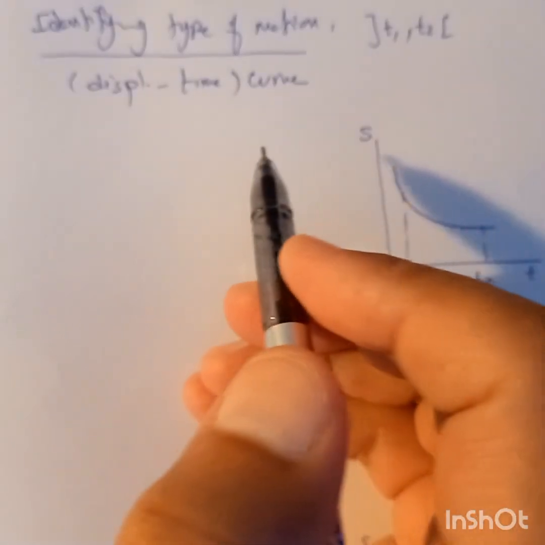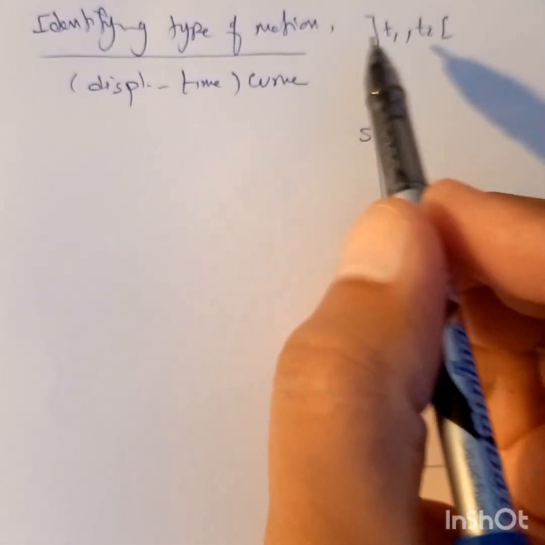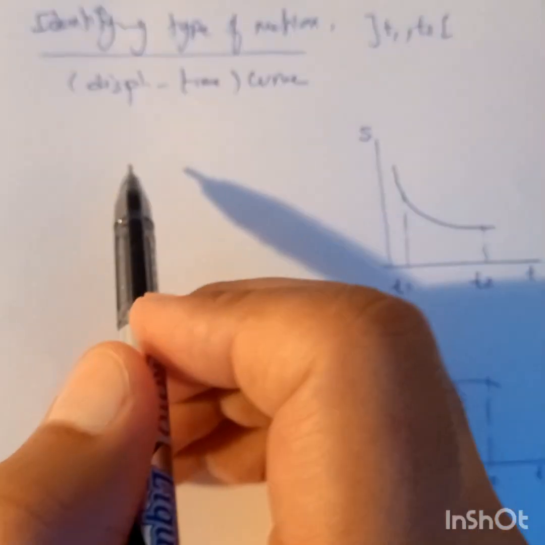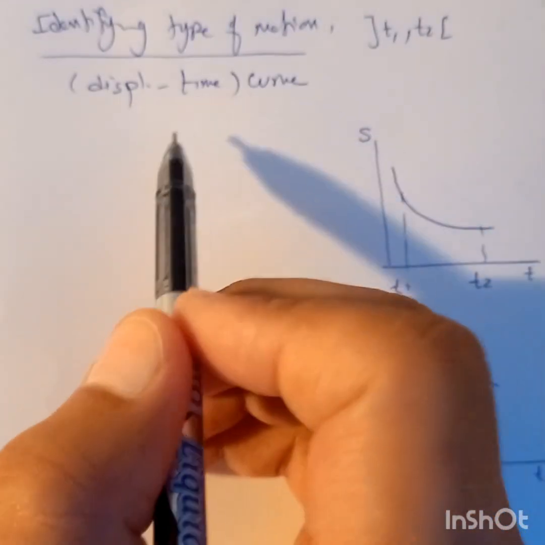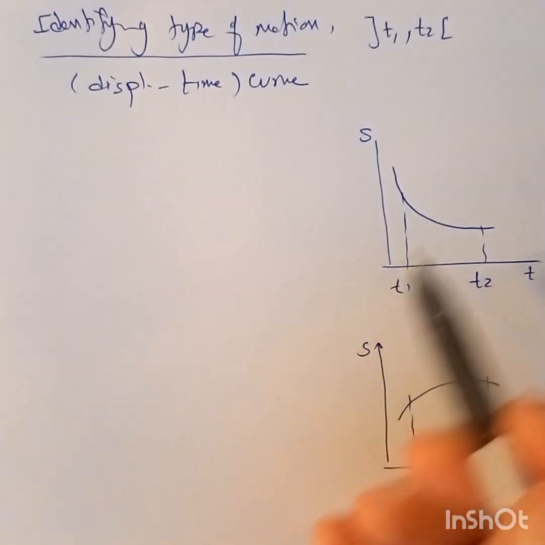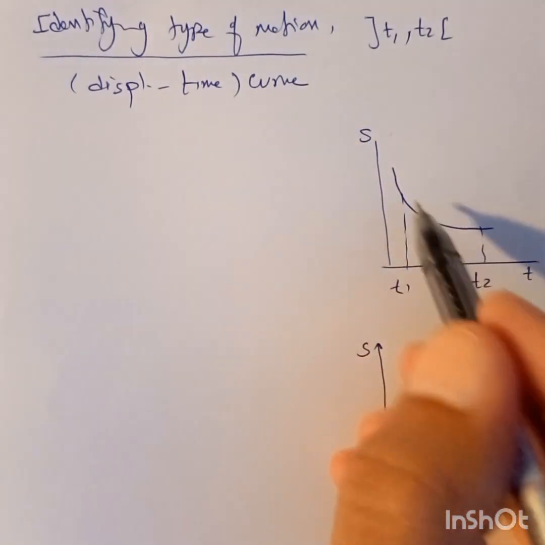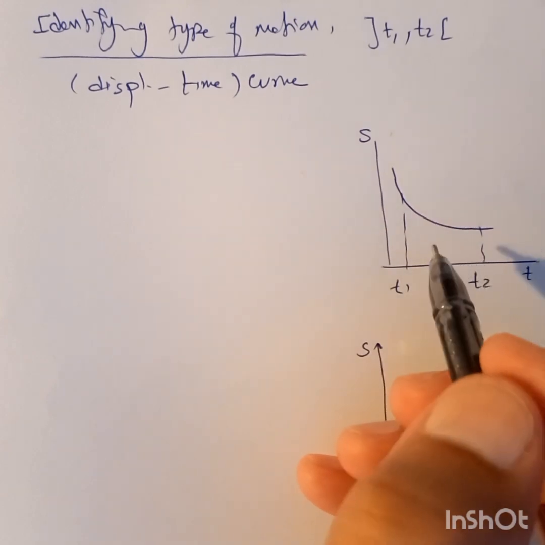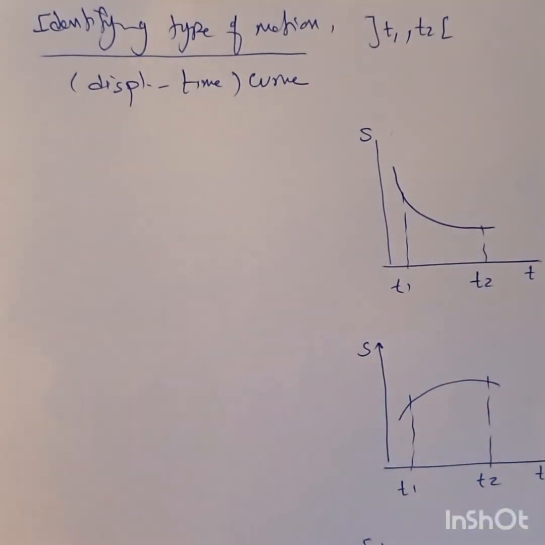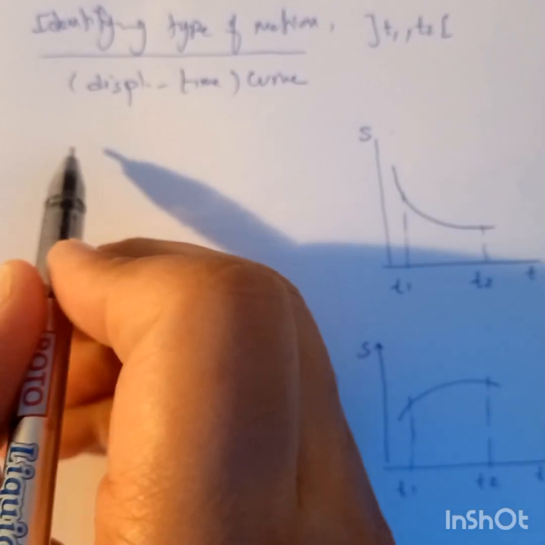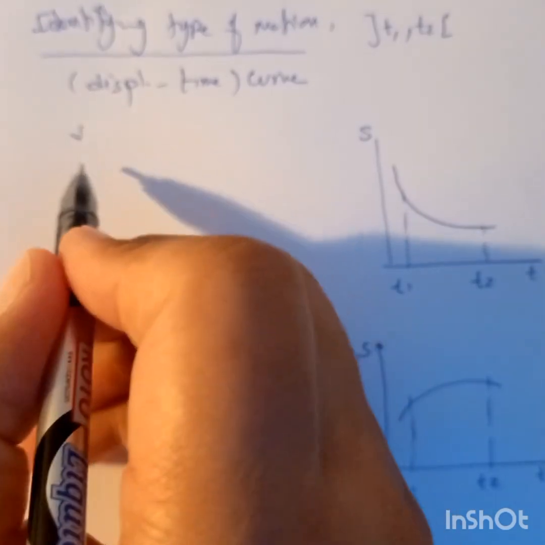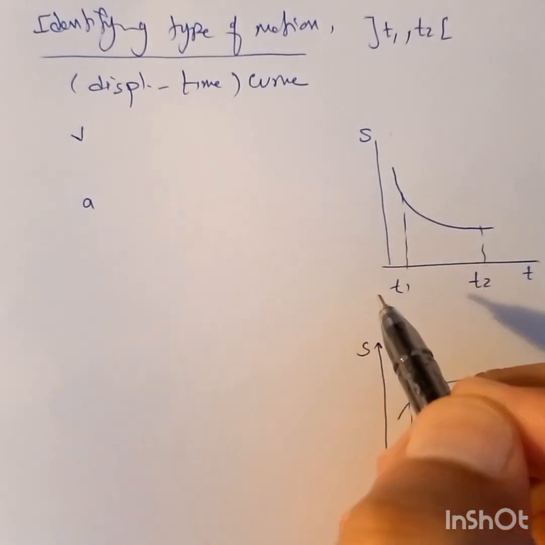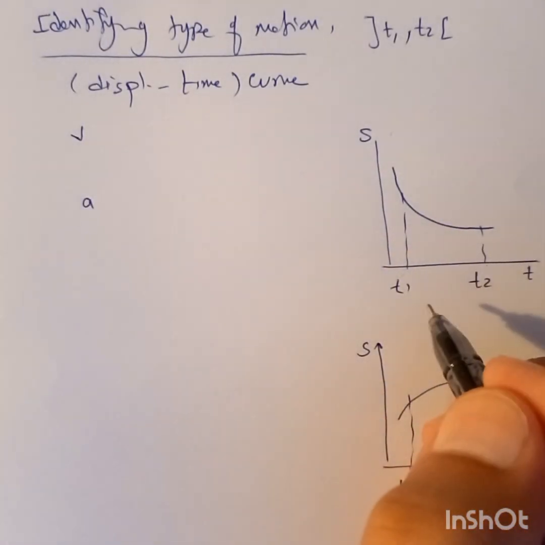Now we'll explain how to identify types of motion during a certain time interval, open interval t1, t2, when given a displacement-time curve. The curve represents the relation between displacement and the time of a moving body which moves in a straight line. As we said, first we have to identify the sign of velocity and acceleration within this time interval t1 and t2, according to the explanation before.